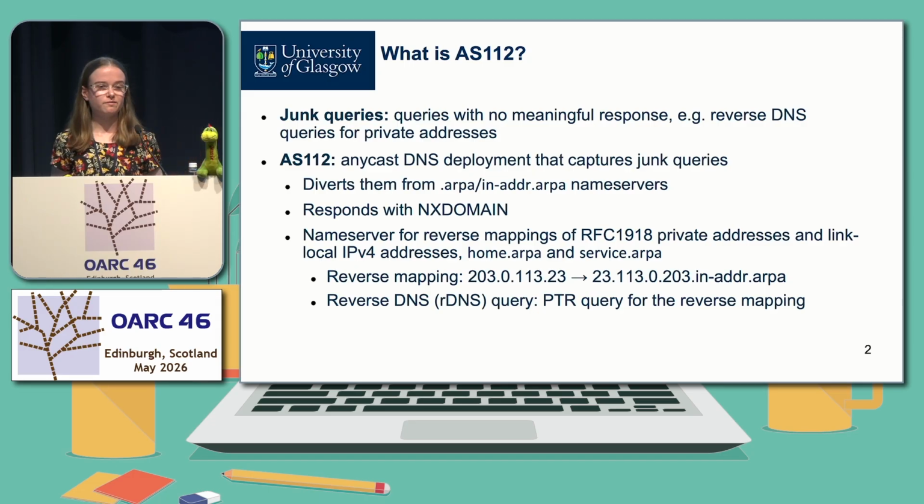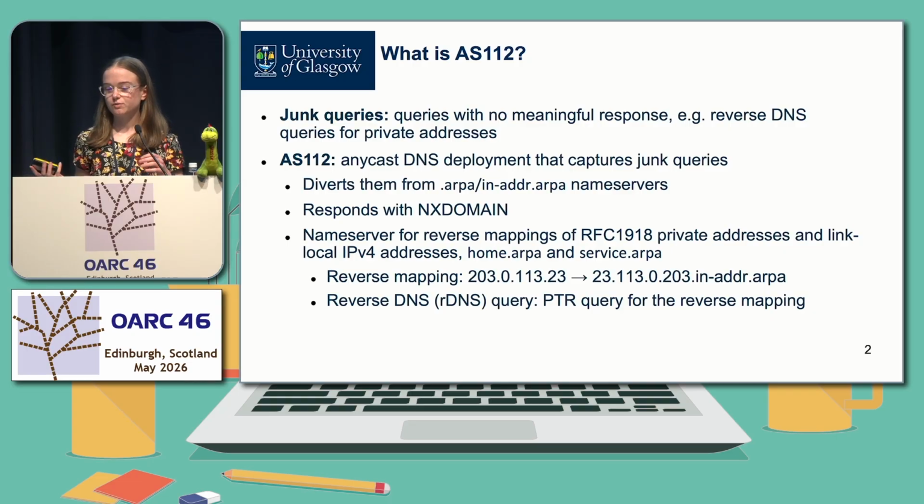In order to deal with this problem, the AS112 network was created, which is an anycast DNS deployment that captures these junk queries and diverts them away from the .arpa and in-addr.arpa name servers, which would otherwise have to respond to these. So AS112 servers are the name servers for reverse mappings of RFC 1918 private addresses and link-local IPv4 addresses, and the special use domain names home.arpa and service.arpa.